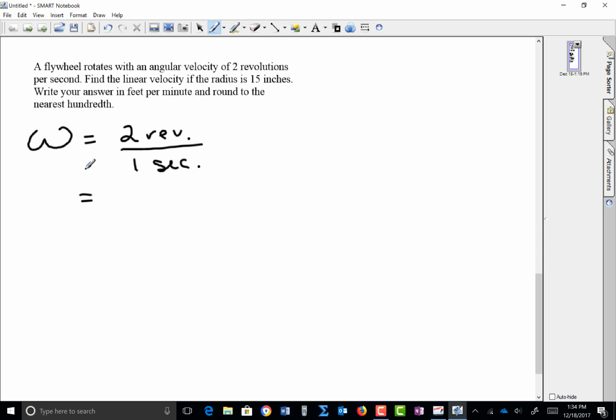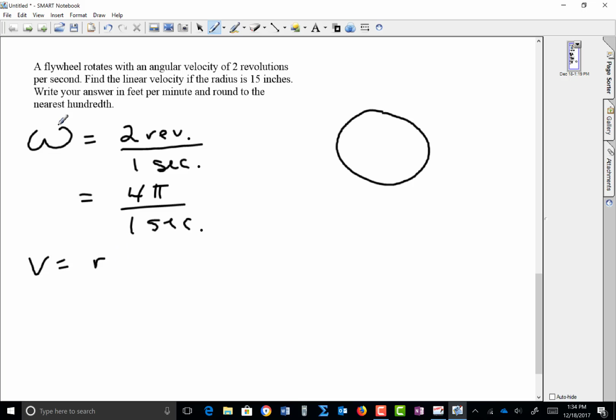And we know that 1 revolution around the circle is 2 pi, and 2 revolutions around the circle would be 4 pi radians. So it's 4 pi radians for 1 second. And this one wants us to find the linear velocity, and your formula for linear velocity is r, radius, times omega, angular velocity, and it wants us to give it in feet per minute.